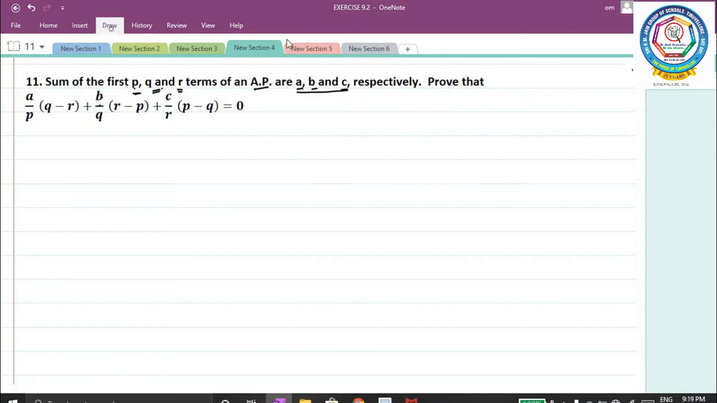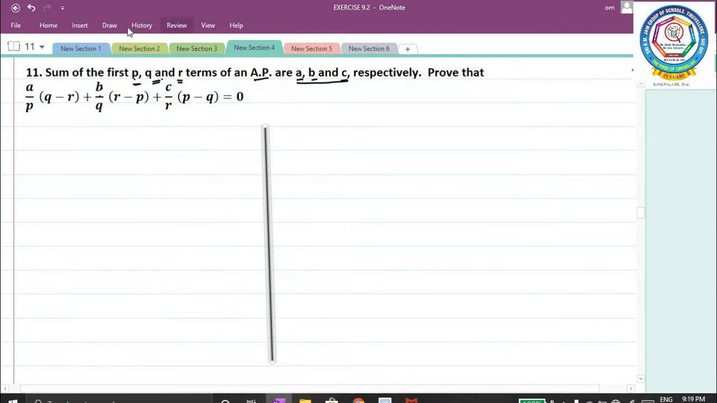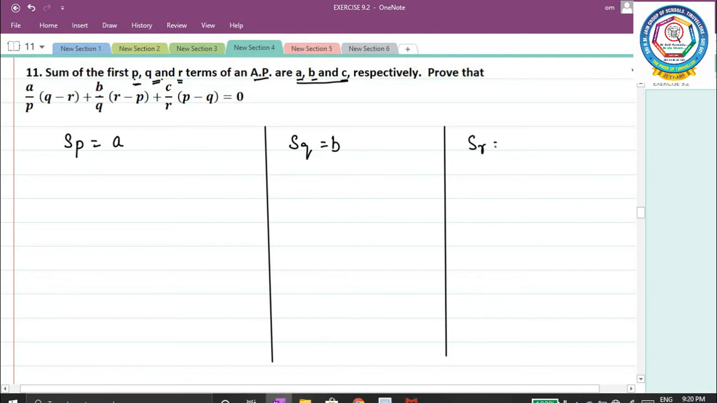First I am going to write sum of P terms. SP equal to A. Then sum of Q terms, SQ is equal to B. Sum of R terms, SR is equal to C. We know that formula Sn is equal to n by 2 into 2a plus n minus 1 into d. Instead of n places P, here Q, here R.